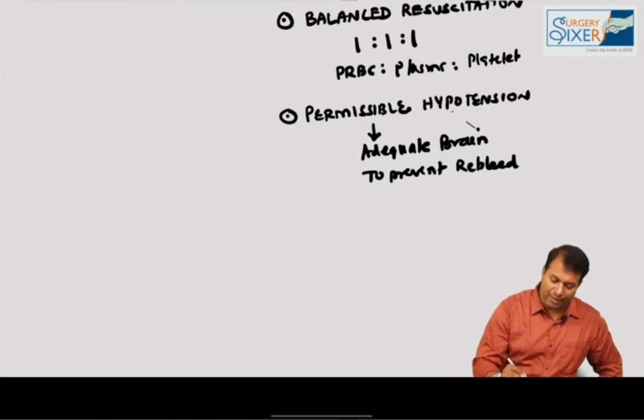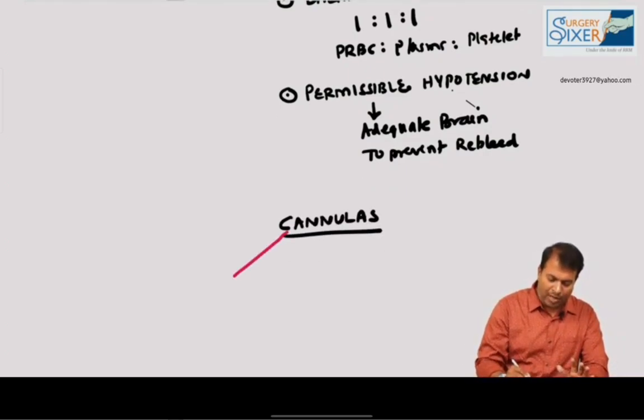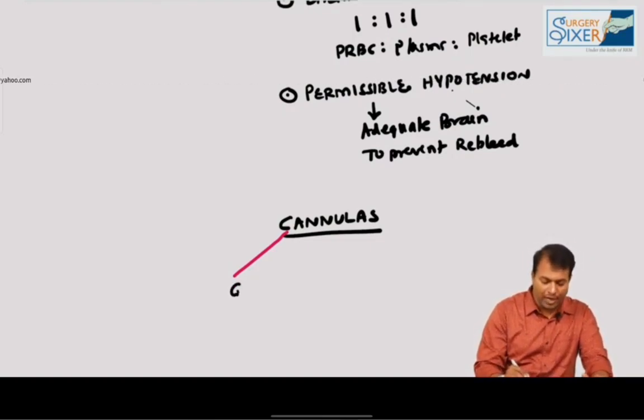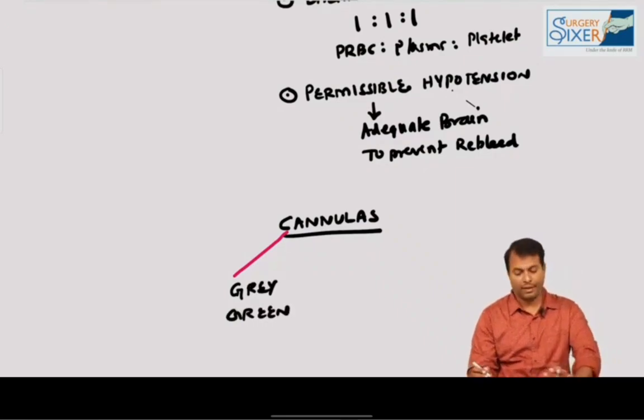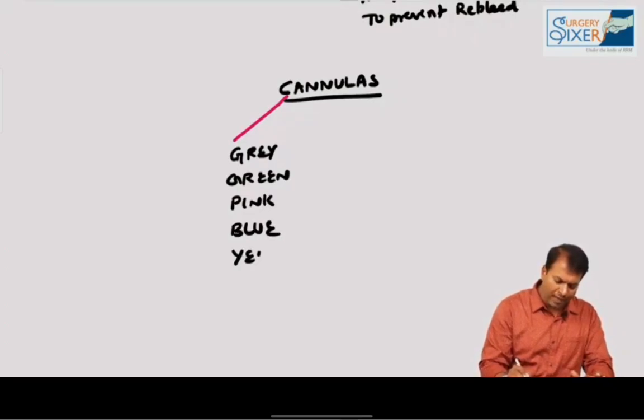So at this point, let me tell you about the cannulas. This is a repeat question asked in exams. Please don't forget, the cannulas or IV Venflons can be of the following colors. Commonly used colors: grey, green, pink, blue, yellow. These are the 5 commonly available Venflons in your hospital.